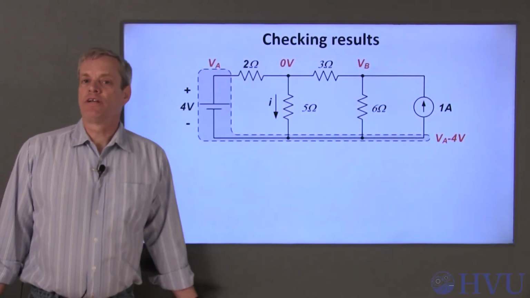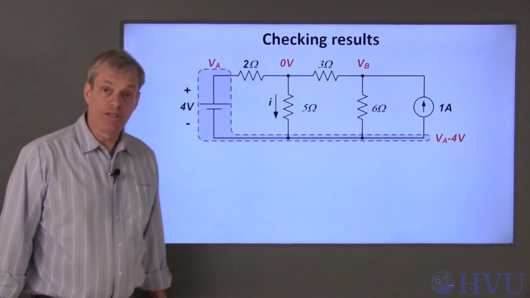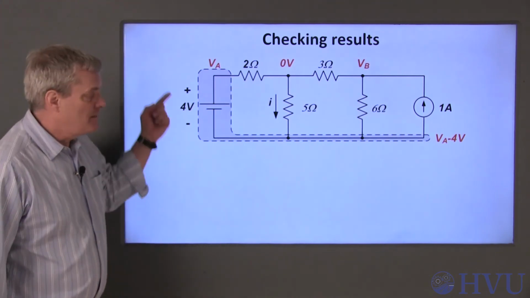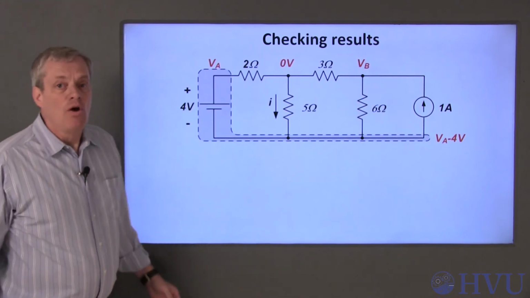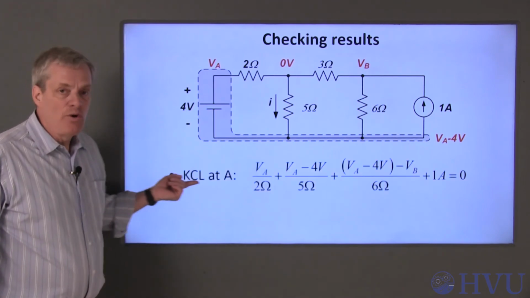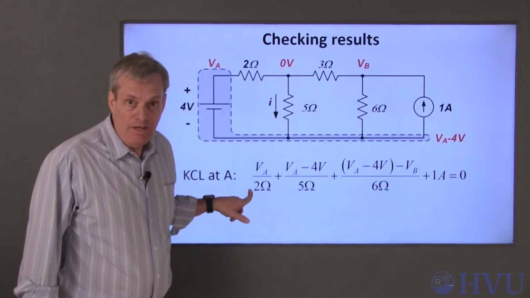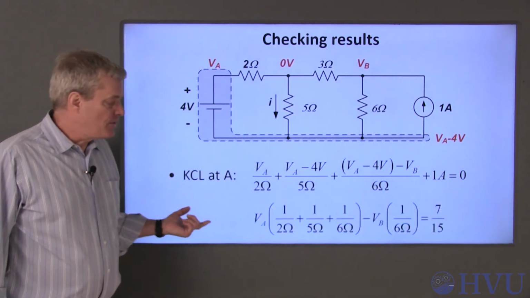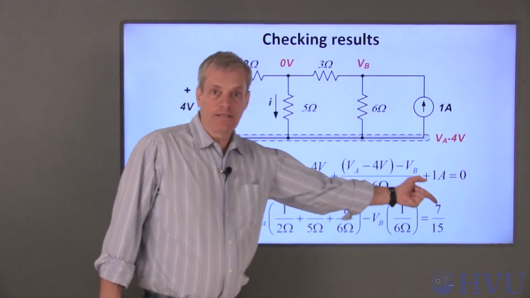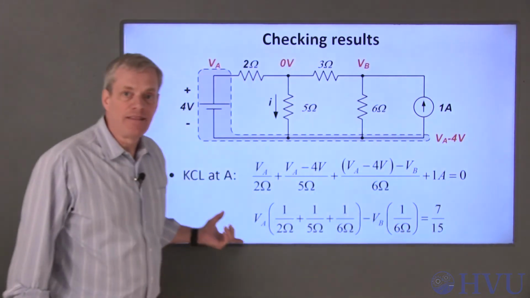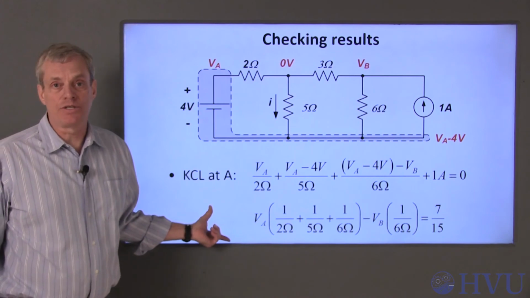Finally, let's take a look at an approach we can use to at least partially double-check our equations. This is the circuit and the node definitions we used in the last example. When we did KCL at node A, this is the equation we got. If we group the terms multiplying each node voltage and move the constant terms to the right-hand side, we get this equation, which has a useful structure.